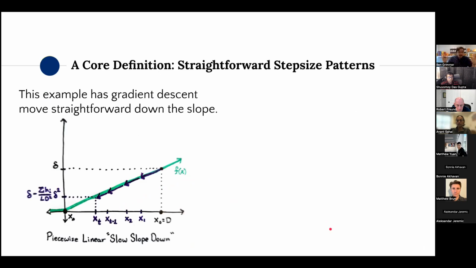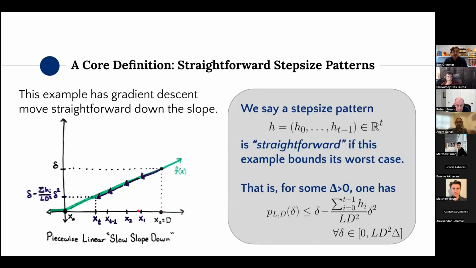So in my mind, this example is really the simplest possible example. We're just having gradient descent move in a straight line down this slope. So that's what I want to define as my useful property. A step size pattern H is straightforward if this example bounds its worst case. So it only works for delta small. So I want to say that there's some big delta such that every objective gap between 0 and L D squared times big delta has this property that the worst case, this P function we defined before, is at most the original gap minus a quadratic in the original gap. The reason this is an upper bound is because my example here isn't actually smooth since I made it piecewise linear. So the worst case might not even be this bad, because this is a non-smooth problem.